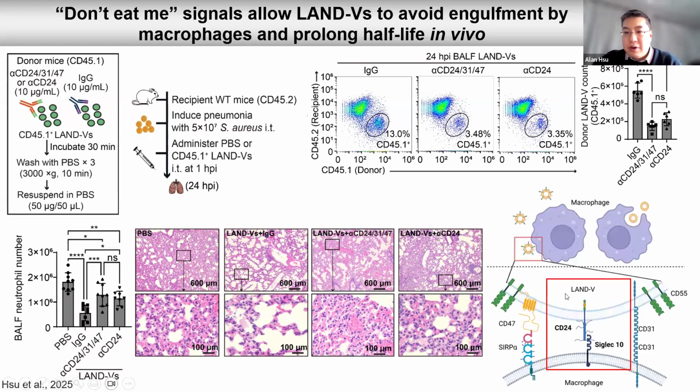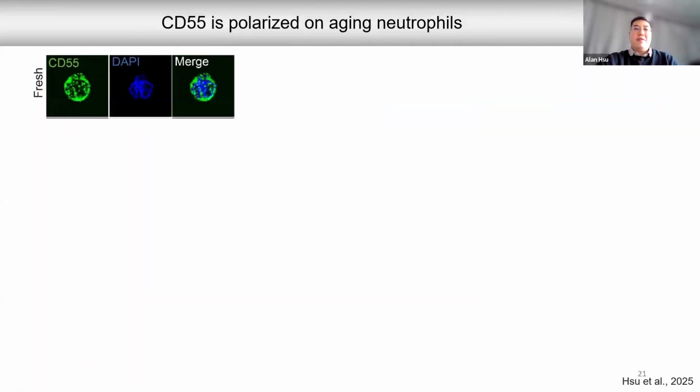So again, this is our model on LAND-Vs. Besides CD55, you have the CD24 don't eat me signal to prevent macrophages from eating them, whereas other vesicles are just taken up by macrophages. And finally, with the final few minutes, I want to talk about how LAND-Vs are formed. So CD55 is usually expressed on neutrophils. On a fresh neutrophil, it's all around the cell, normal.